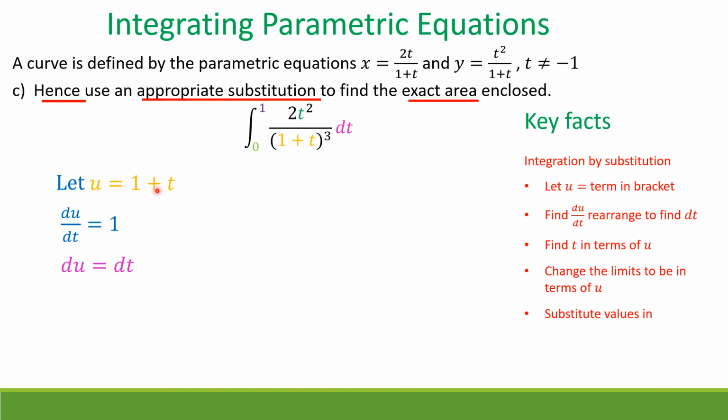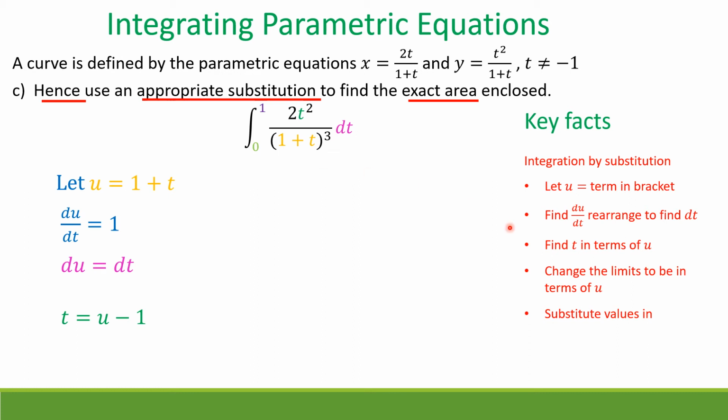I then need to rearrange this to find the value of t. So getting rid of this plus 1 from both sides, t is going to equal u minus 1. So you can see in my numerator I've got a t, so I'm going to replace that with u minus 1. Instead of writing dt, I'm going to write du. And my denominator, I've got 1 plus t, which is the same as u. So all these terms here on the right-hand side, I can convert in terms of u.